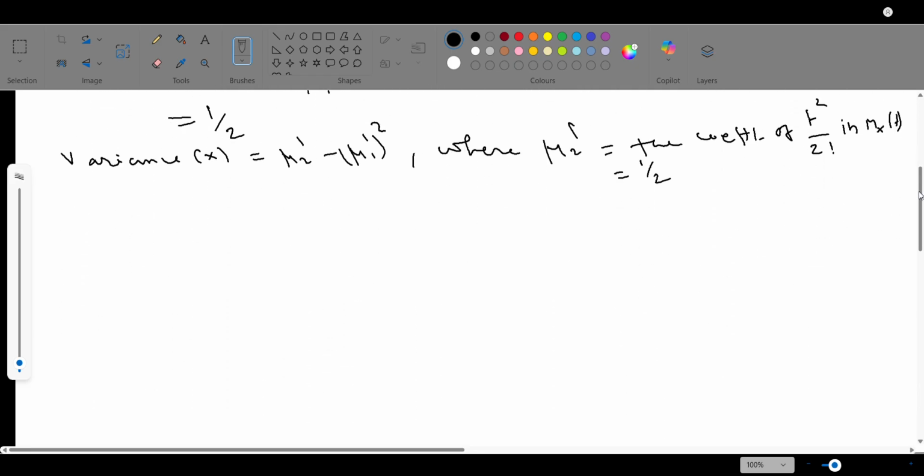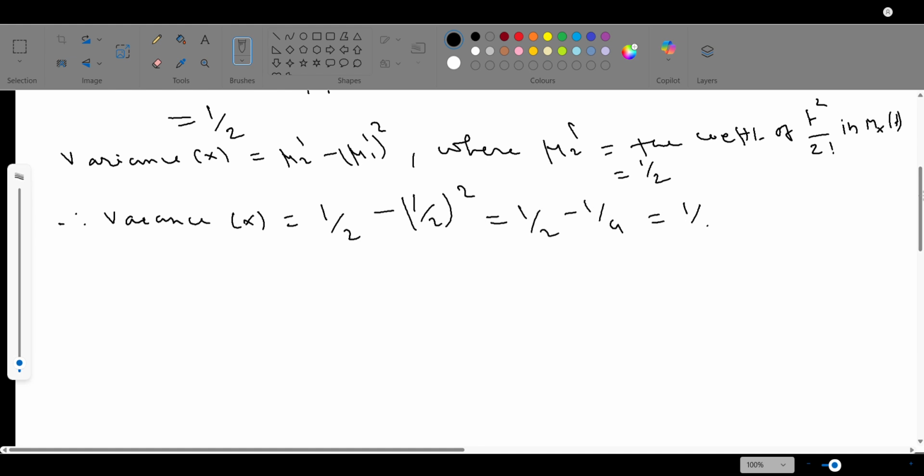Now the standard deviation we have to find. Therefore, variance of x is equal to E of x squared minus E of x the whole squared. E of x squared is 1 by 2, and E of x the whole squared is 1 by 4. So 1 by 2 minus 1 by 4 comes as 1 by 4, the variance. Standard deviation of x equal to square root of variance of x, that is equal to 1 by 2.